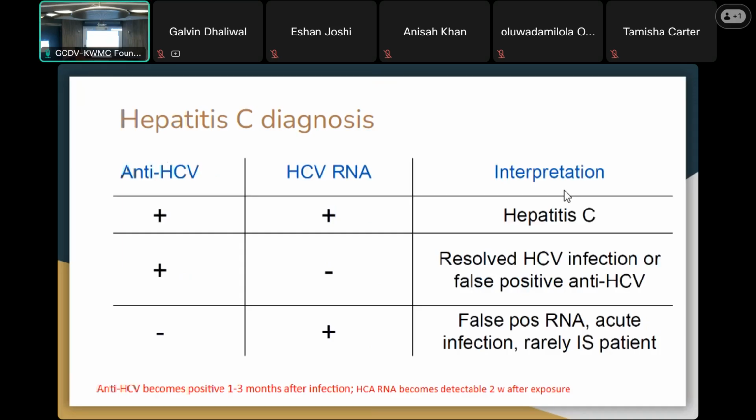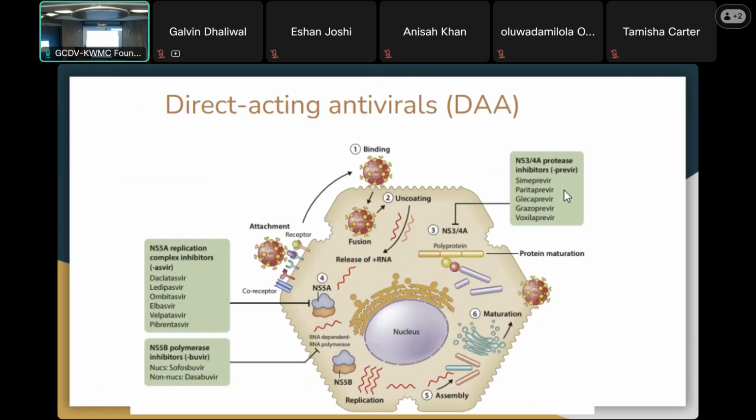And then just to remember, HCV RNA, let's say this happens when you get a needle stick and you want to get tested immediately. Nothing's going to come back positive immediately, because even RNA takes time to form. So you want to wait 2 weeks, okay? And antibodies take a few months to form. Okay, all right. These are the different medications that you use for Hep C.